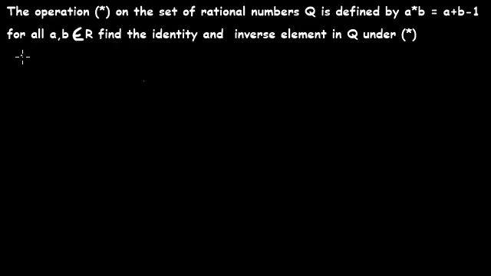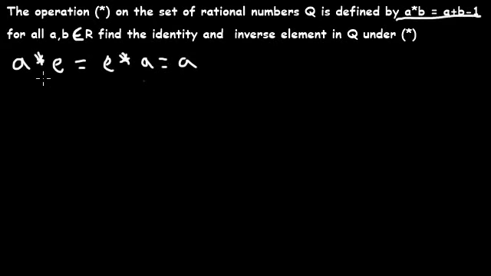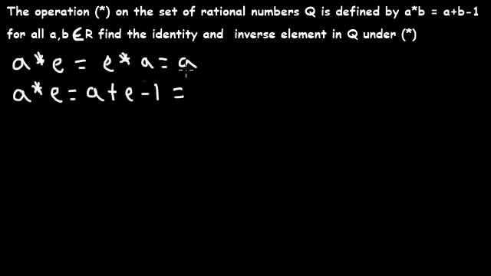So to find the identity first, we need to understand that A asterisk E, where A is an element of the rational numbers, must be equal to E asterisk A, and it must be equal to A. So whatever answer we have is our identity. Now, since the operation is defined like this, A asterisk E is equal to A plus E minus 1, and this will be equal to A.